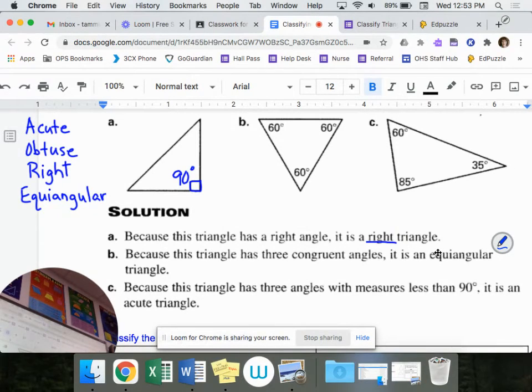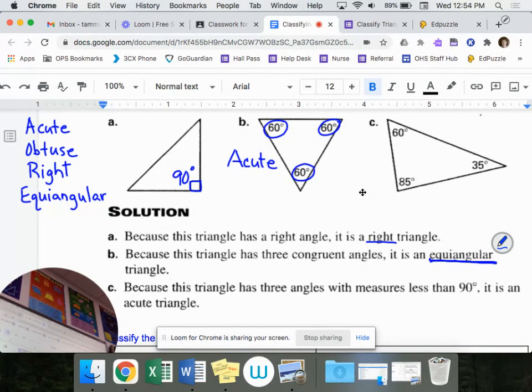Okay, looking at B, we've got 60 degrees, 60 degrees, and 60 degrees. It's true that we could say that this is acute because all 3 angles are less than 90, but a better, more precise way to classify it would be to say it's equiangular because not only are they all less than 90, but they're all exactly the same. All the angles are equal to each other.